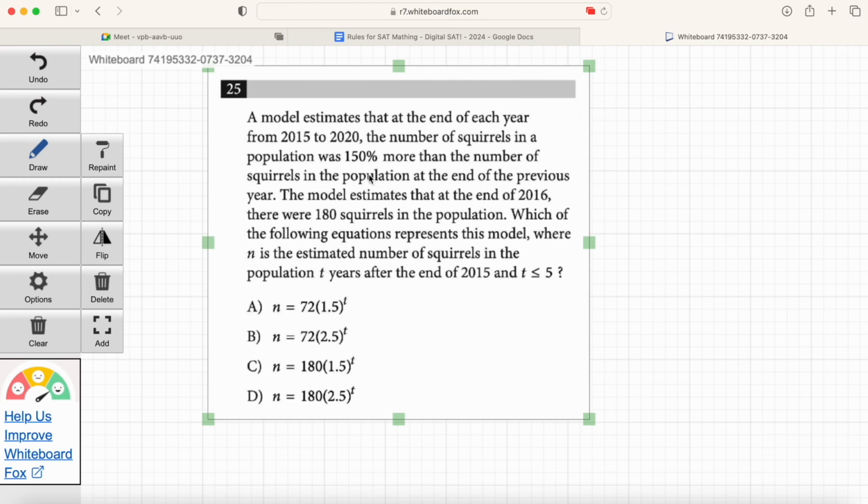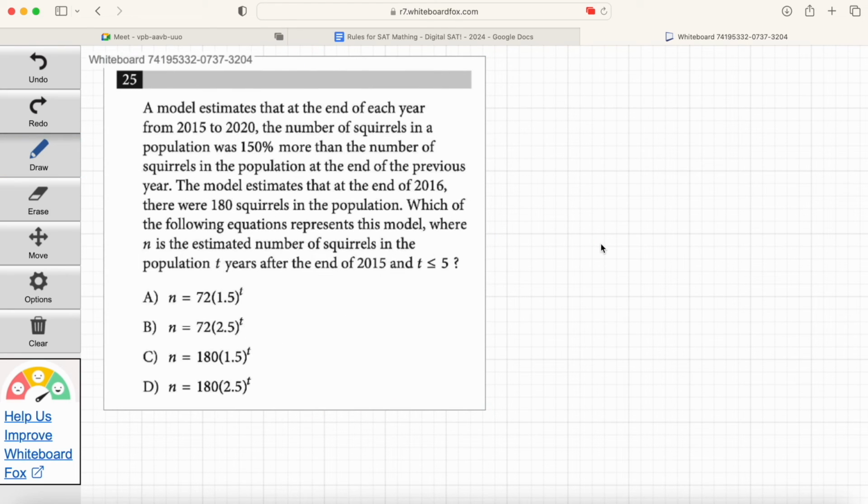All right, Emma, go ahead and read question number 25 for us, please, when you see it on the screen. A model estimates that at the end of each year from 2015 to 2020, the number of squirrels in a population was 150% more than the number of squirrels in the population at the end of the previous year. The model estimates that at the end of 2016, there were 180 squirrels in the population. Which of the following equations represents this model, where n is the estimated number of squirrels in the population t years after the end of 2015, and t is less than or equal to 5? Whoa, what are we solving for here?